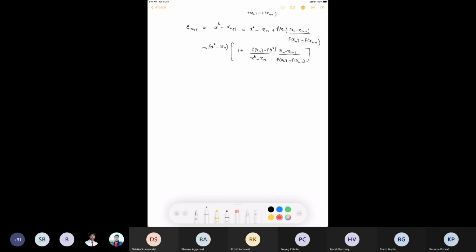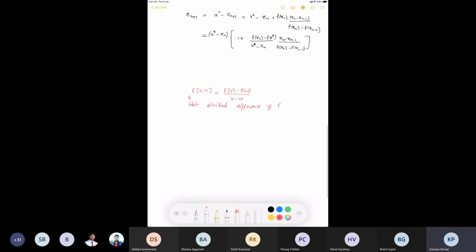Suppose I consider this difference, f of v minus f of w divided by v minus w. The notation for this difference is f of vw, and this is called the first divided difference of f. Likewise, there are higher order divided differences of f. Once we have the understanding of the first divided difference, I'm going to use that, say f v w.